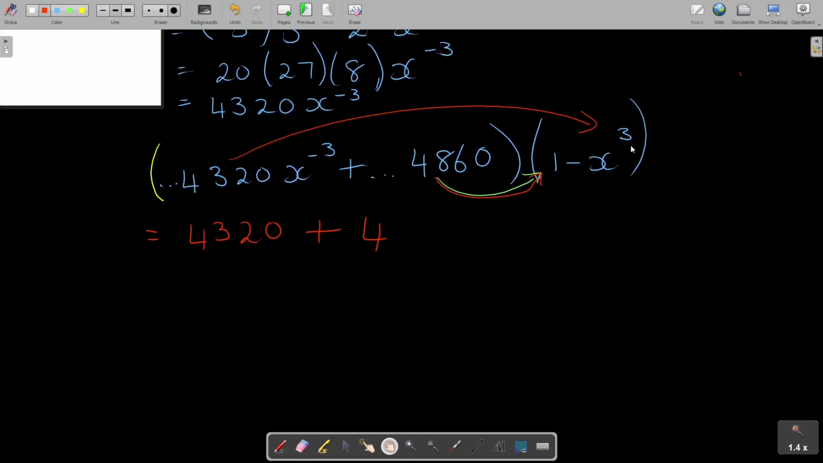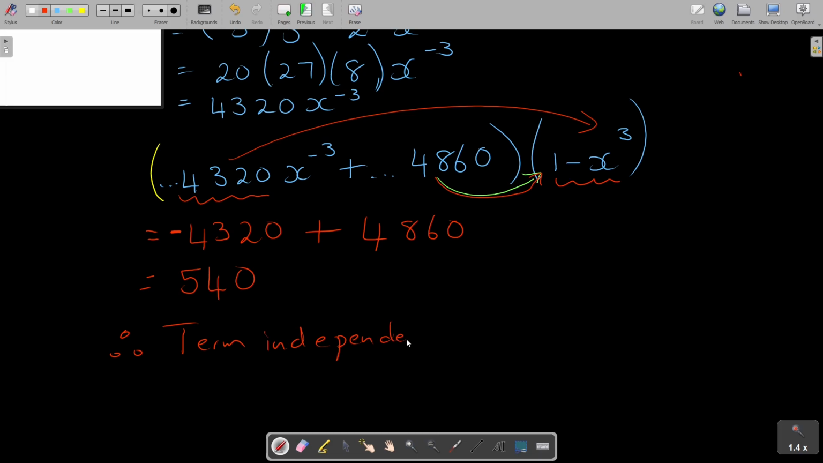Yes, I saw. Okay. Do you see? If I multiply this one with this one, there must be a negative. And then this one with this one, that's a positive, 4860. And then if I simplify this, it's 540. So therefore, the term independent of x is 540. It's a little bit more of thinking, but I don't think it's really that difficult.